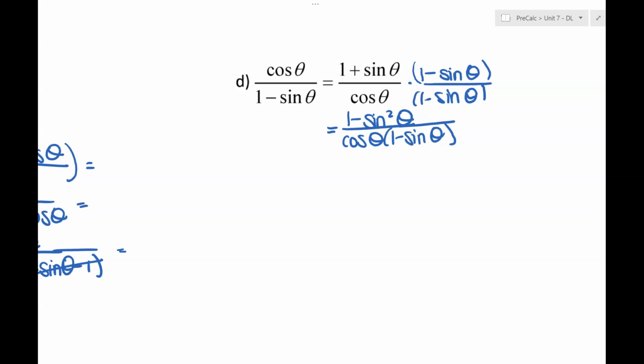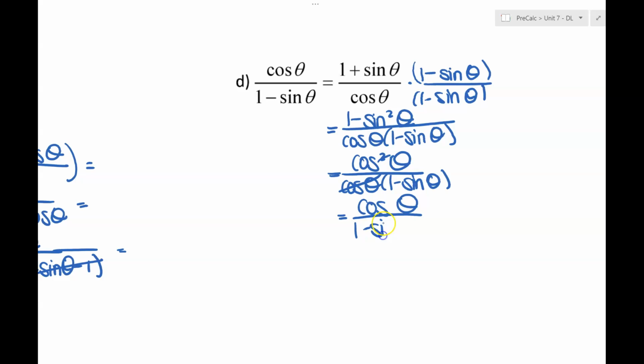I know that my numerator is a Pythagorean theorem. So what Pythagorean identity? So that 1 minus sine squared theta can become cosine squared theta all over cosine theta times 1 minus sine theta. One of them can reduce. Oh, hey now. So we get cosine of theta over 1 minus sine theta, which is exactly what we were hoping for. So that one was nice and easy.